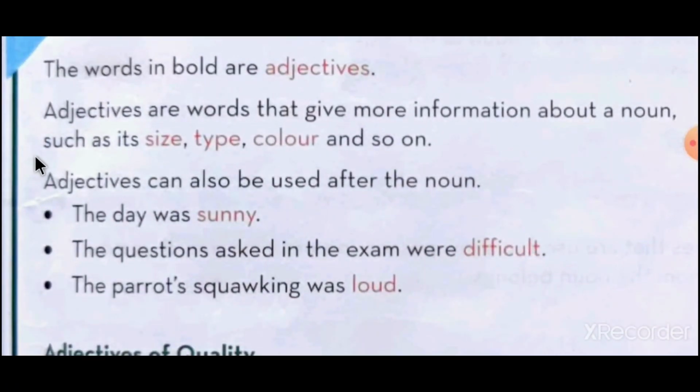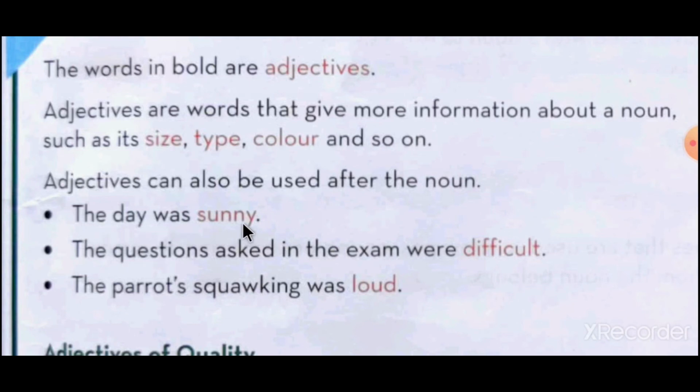Now, what is called an adjective? Adjectives are words that give more information about a noun, such as its size, type, color, quality, quantity, and so on. So I will repeat again. Adjectives are words that give more information about a noun, such as its size, type, color, quantity, quality, and so on. Now, adjectives can also be used after the noun. Yes, we have already discussed it.